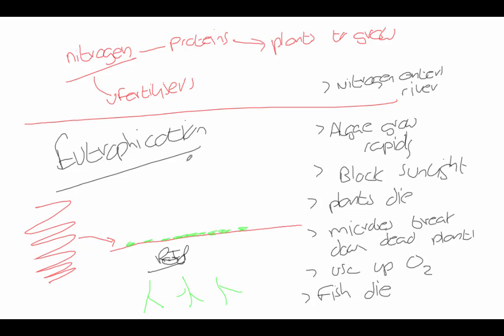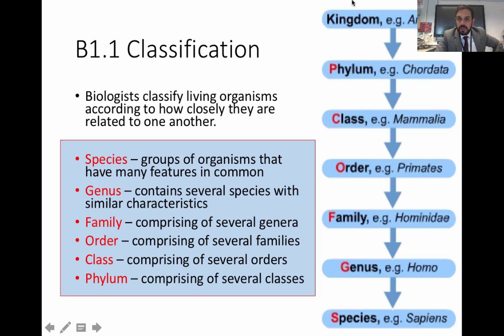Okay, you need to have an idea of how classification works. So the kingdom, there are five kingdoms, which we'll look at in a minute, and these are probably the two major ones you need to understand. This one, just remember Chordata, and this one, there's a couple I'm going to show you in a minute. As you go down, you get more and more specific. That's the most wide, the biggest range you can have.